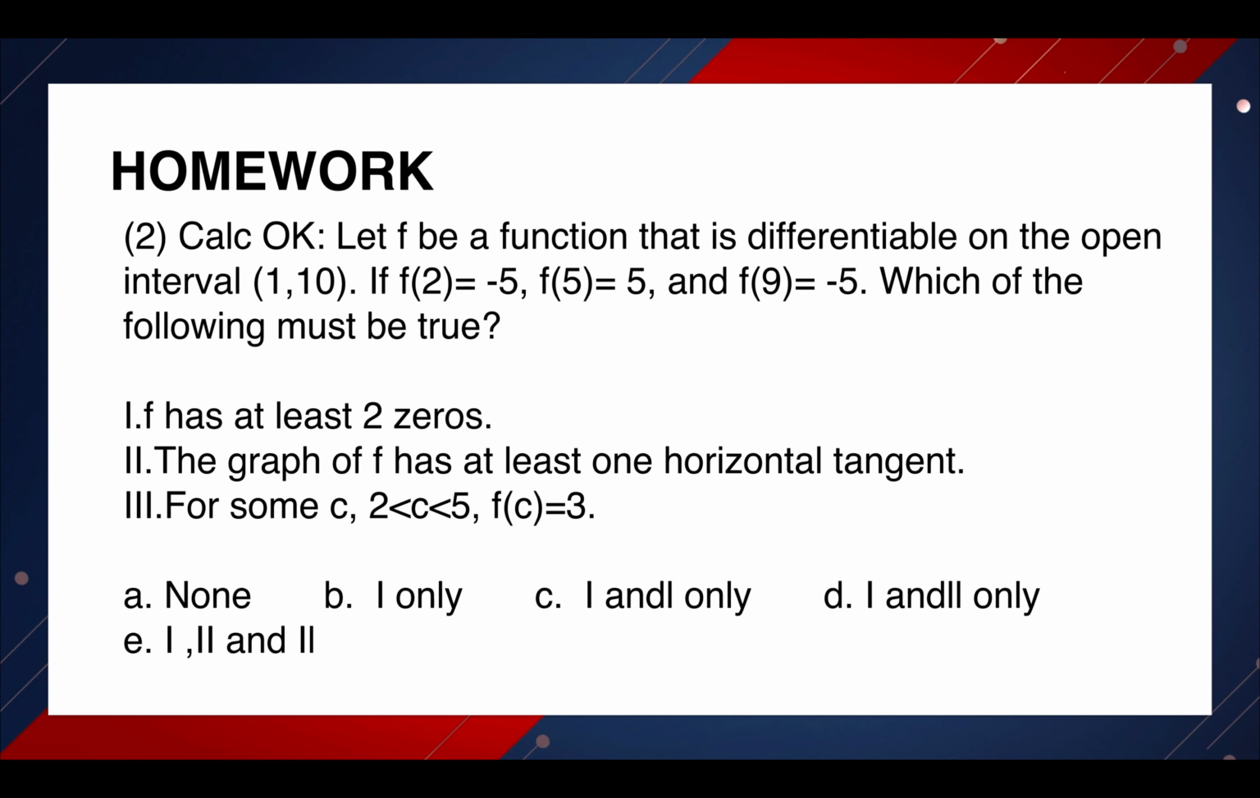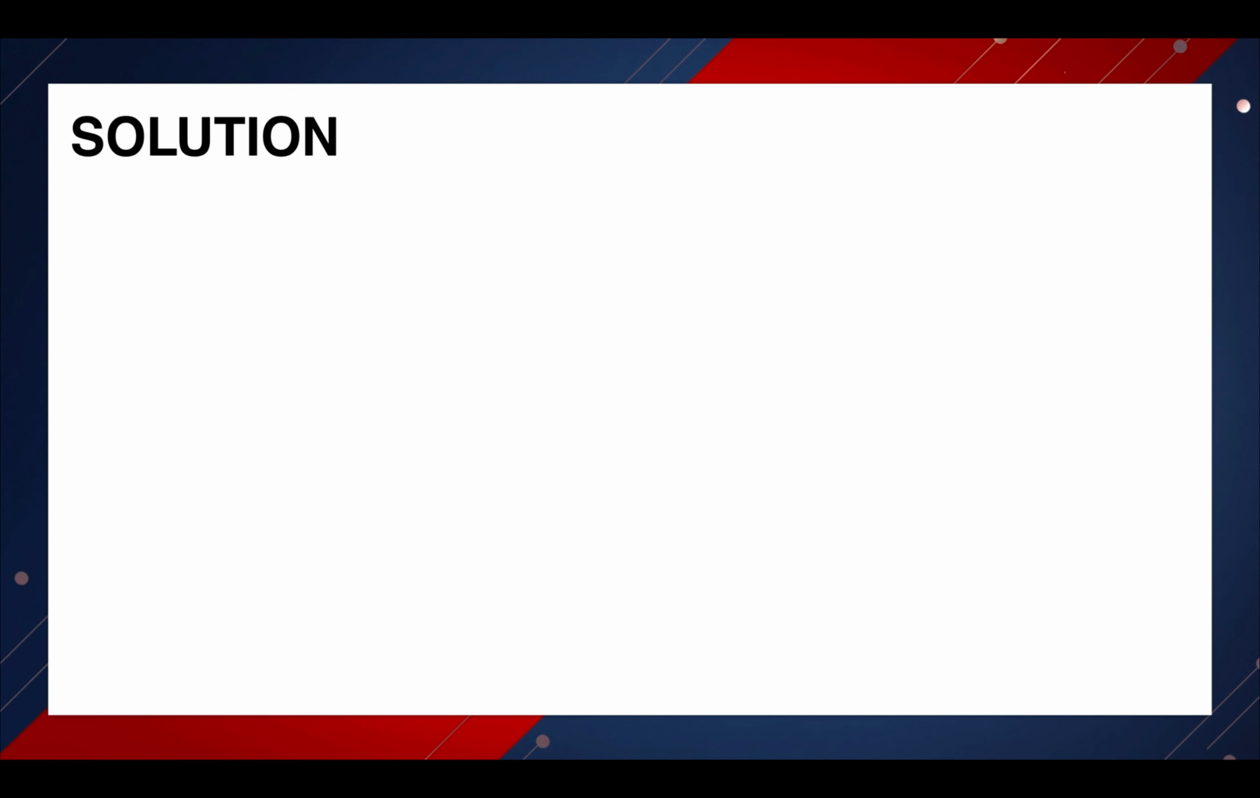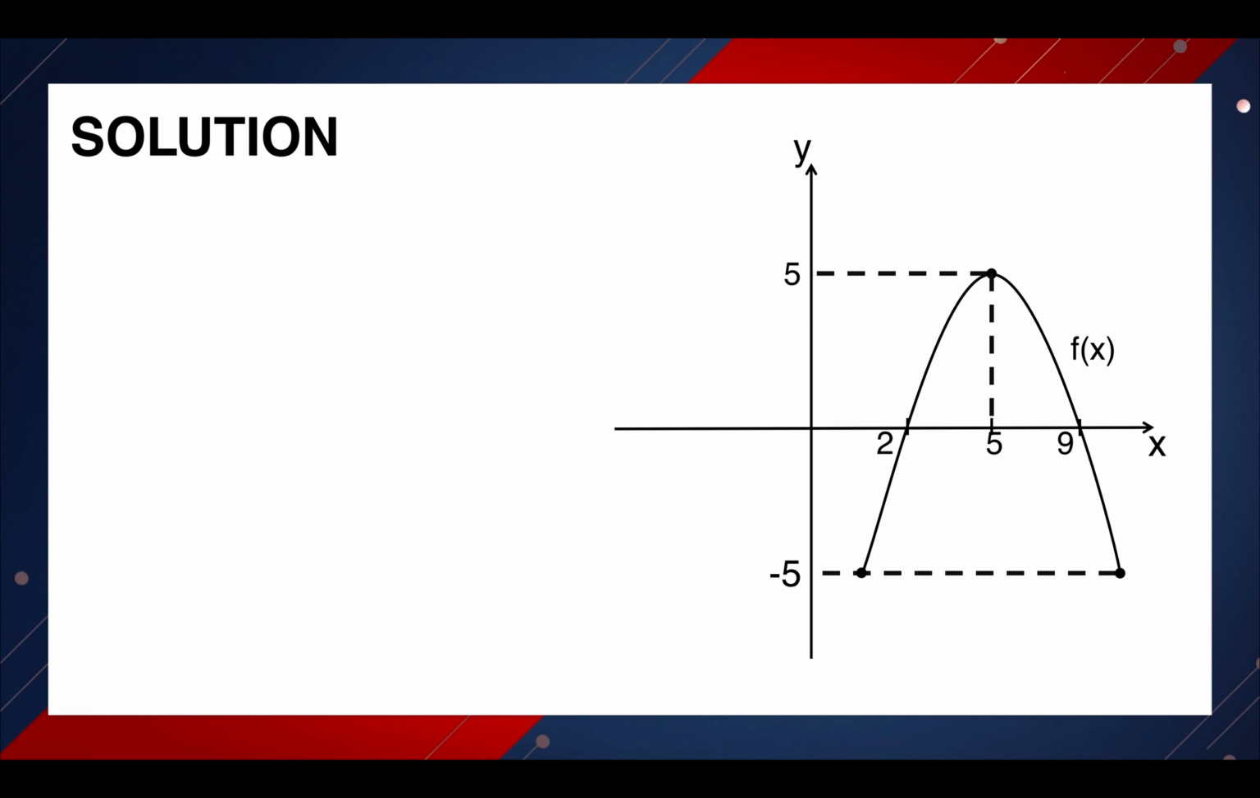Let f be a function that is differentiable on the open interval from 1 to 10. If f(2) is equal to negative 5, f(5) is equal to 5, and f(9) is equal to negative 5, which of the following must be true? First, f has at least 2 zeros. Second, the graph of f has at least one horizontal tangent. Third, for some c, 2 is smaller than c and c is smaller than 5, and f(c) is equal to 3. Since it is calculator allowed, we can just have a graph here.